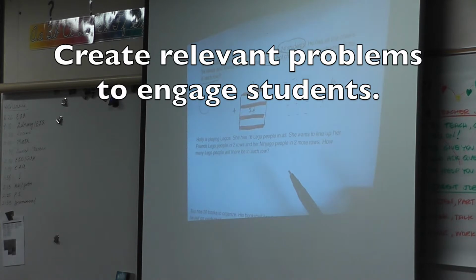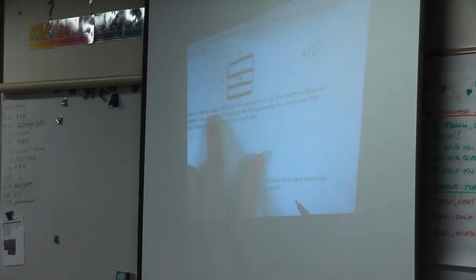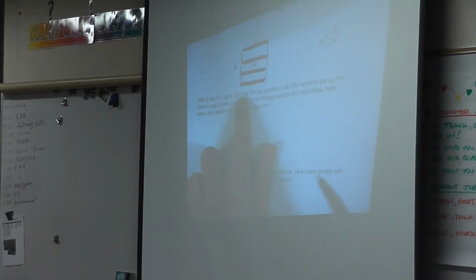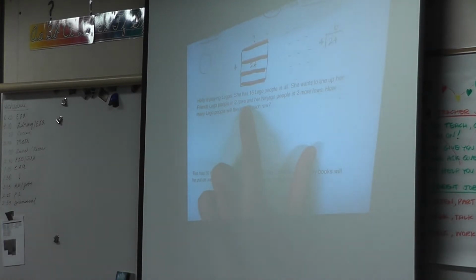Remember my daughter drew on that poster over there? Yeah. Okay, her name is Holly. Okay? So Holly is playing Legos. She has 16 Lego people in all. How many Lego people? 16. She wants to line up her friends' Lego people in 2 rows. What kind of people? The friends' Legos. You know the friends' Legos? Yeah, okay. She has 2 rows of those. And her Ninjago people in 2 more rows. How many rows total then?